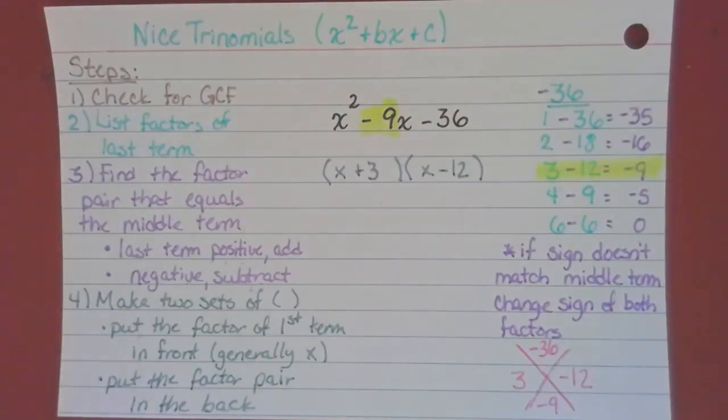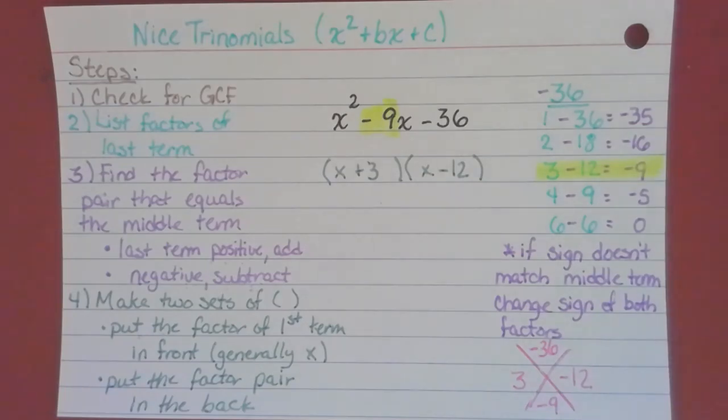So the last step is we're going to make 2 sets of parentheses, and we're going to put the factors of the first term in the front, which is generally x and x, because x squared I have to split it in half or split it into 2 equal parts, which generally is going to be what you're looking at. So it's just an x and an x. If it was like x to the 4th, you would have to separate that exponent in half. So it would be x squared and x squared. But in this case, it's an x squared to start with. So it's just x and x in the front of the parentheses.